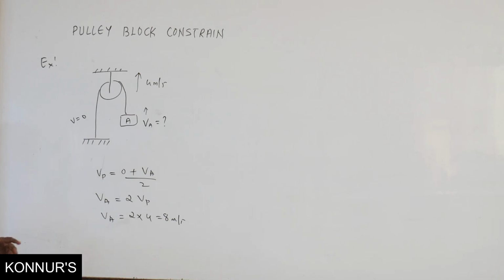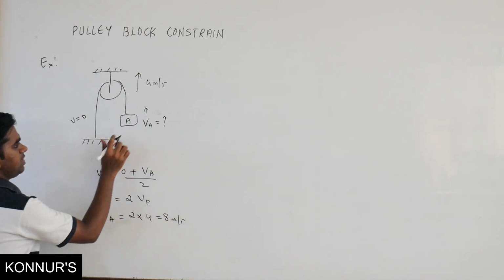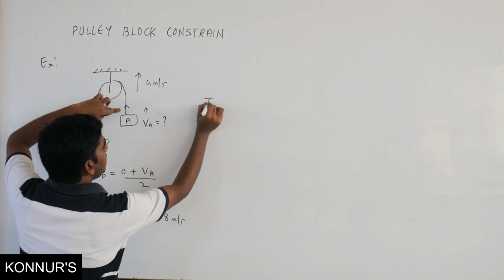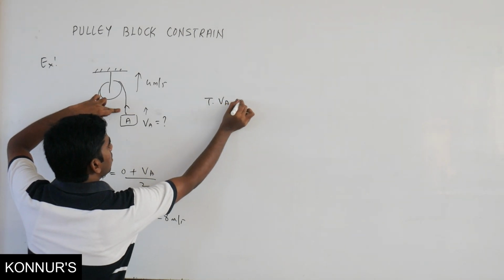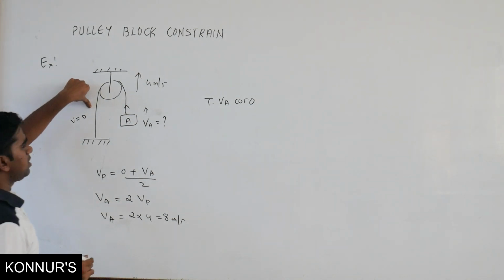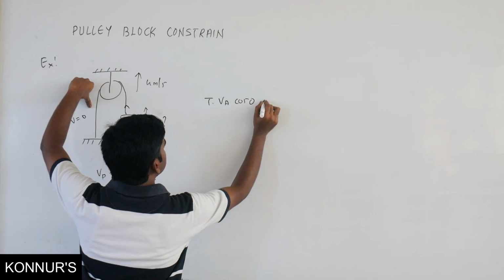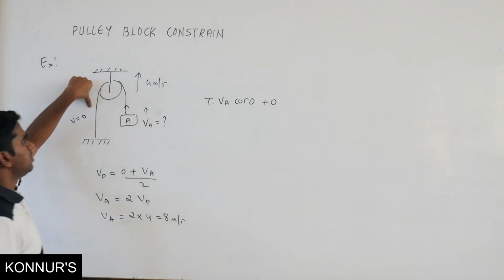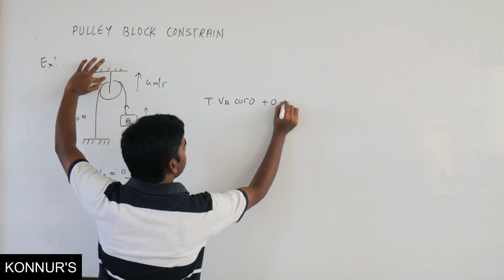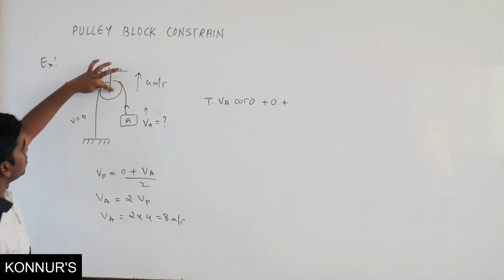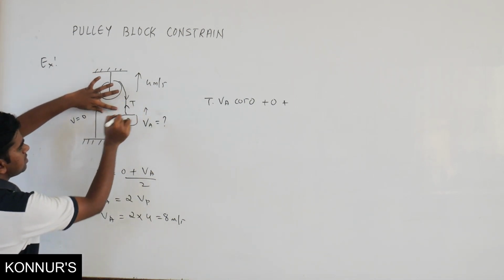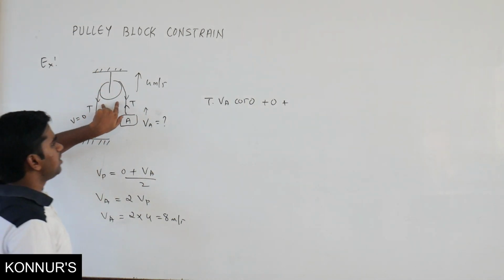Simple. Or can I apply the tension method here? See here, this is moving in the upward direction, and tension is also in the upward direction. So can I write T into VA cos 0? Both are in the same direction. What about this side? This side it is going to be 0 only. What about here? Pulley is there. So what is the tension direction? Tension is in the downward direction. This side T means this side also tension is T. So it will become 2T.